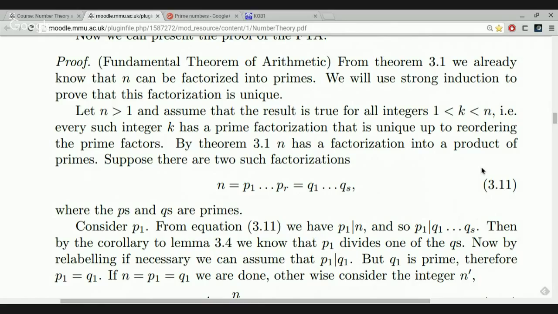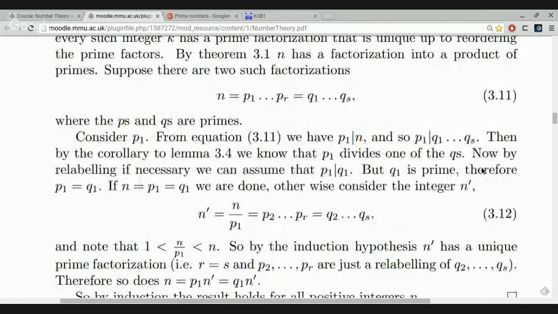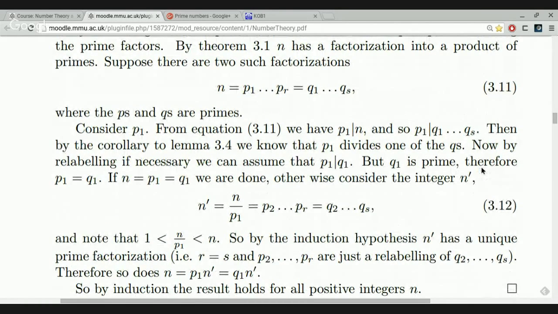So we proved that one of these primes is equal to one of those primes. Well, then we can divide n by P1. It's the same as dividing it by Q1, since P1 is the same as Q1. So now we've got a smaller number, n prime. It's smaller because we've divided it by something larger than 1. And this smaller number is potentially written as a product of primes in two different ways. But now the induction hypothesis is used, because we assumed that the result was true for everything strictly less than n. So here's an n prime strictly less than n.